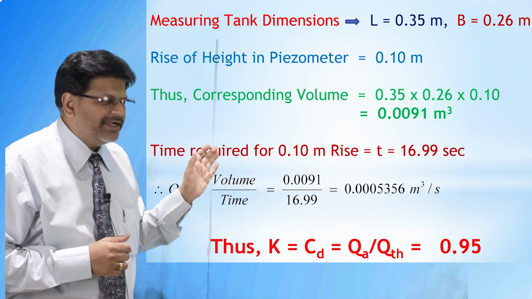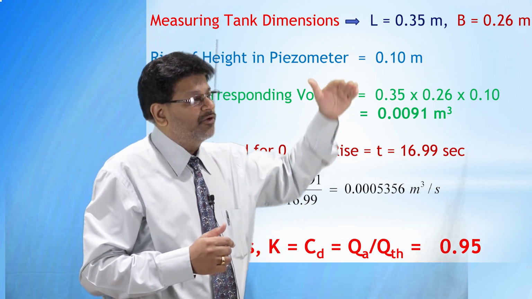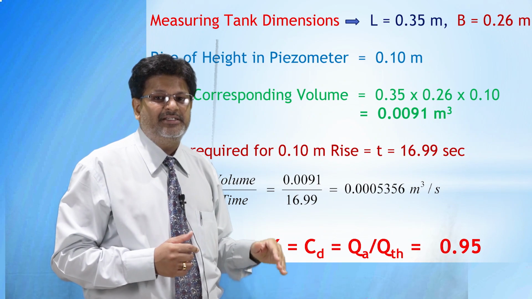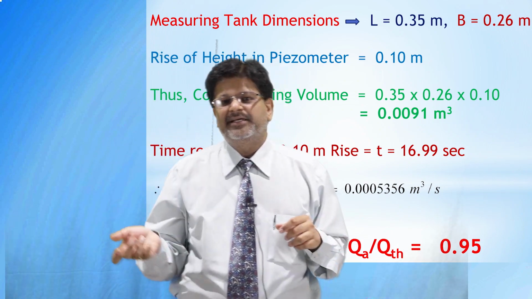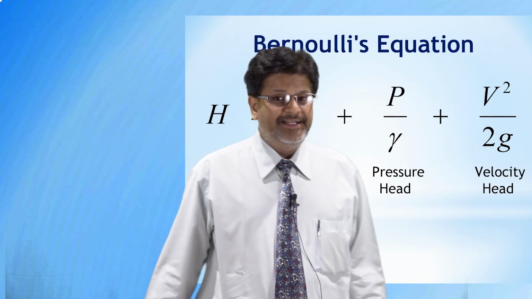And once you find out the CD values over the range of discharge, after that we can plot a graph of Q actual versus H. Now let us see the Bernoulli's equation in detail.